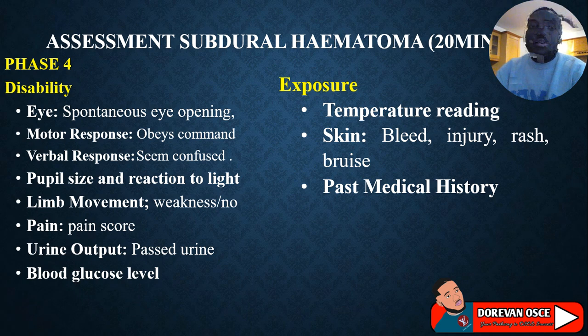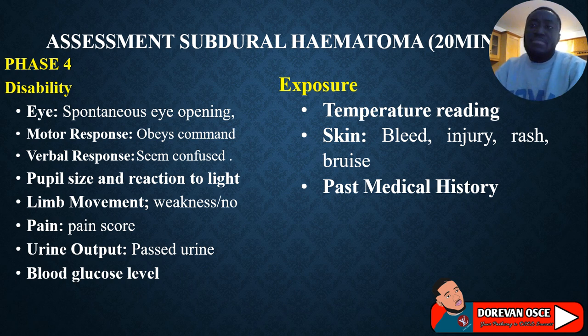Still on the phase 4, you move to disability. With the disability, that is where you are going to take the patient through the GCS chart. So we talk through the eyes, what you observe on the eyes, whether there was spontaneous eye opening, the motor response, whether the patient was able to obey commands, and then the verbal response, whether the patient seemed confused or oriented. You give your scores for that, and then the pupil size of the patient and whether the pupils reacted to light. Then the limb movement, whether there was weakness or no weakness on the limbs.